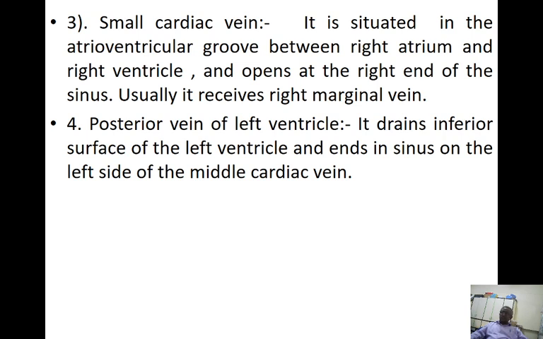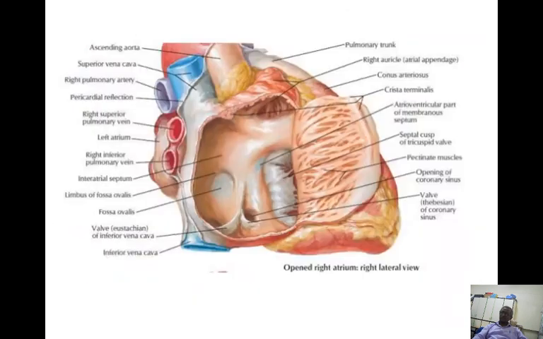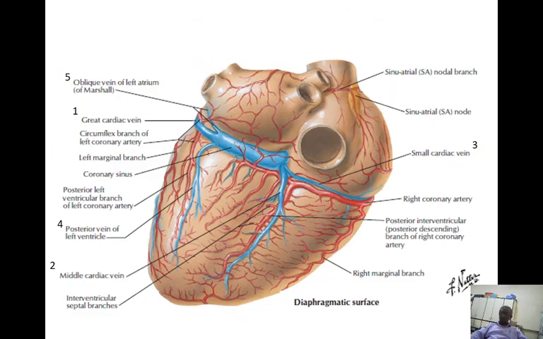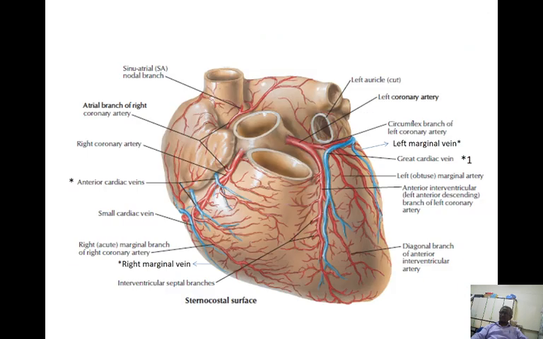Small cardiac vein. It is situated in the atrioventricular groove between the right atrium and right ventricle and opens at the right end of the sinus. Usually it receives the right marginal vein. This is the small cardiac vein, which is present in the right atrioventricular groove, and it joins the right end of the coronary sinus. It is joined by the right marginal vein here.